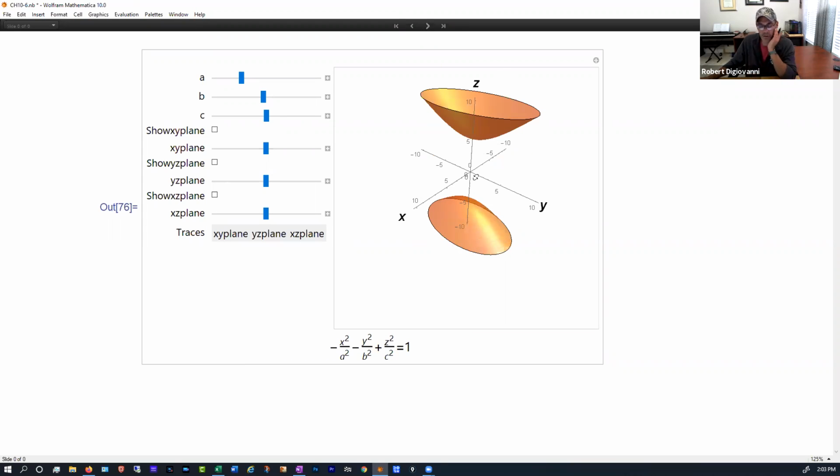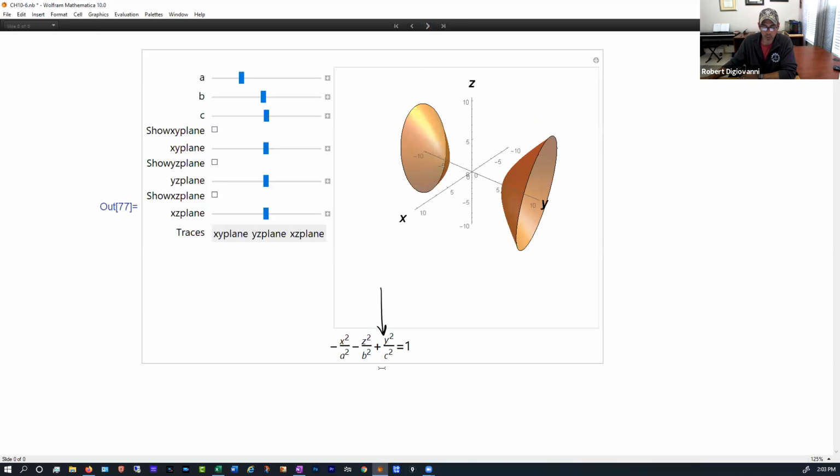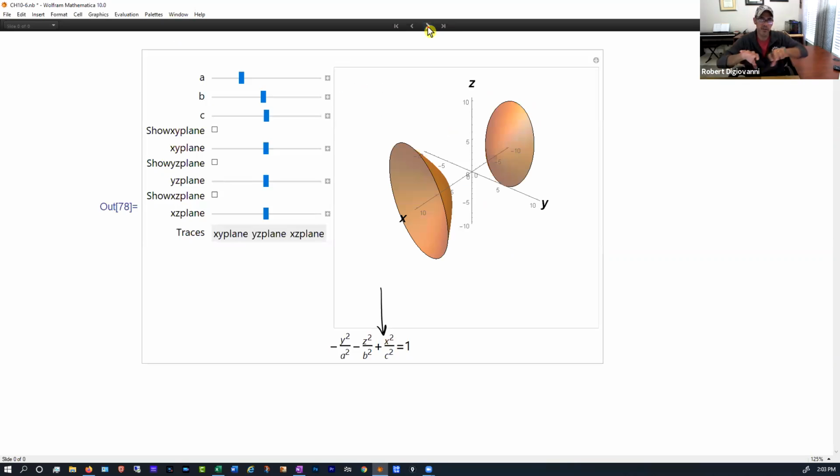And how are we going to remember that it's going up the Z and down the Z? How do we remember that? Well, Z is the one that has the positive sign on it. So if Z has the positive on it, then that's the direction it's going to go. If Y has the positive, then it's going to go out sideways on the y-axis, and if the x has it, it's going to go both directions along the x-axis.